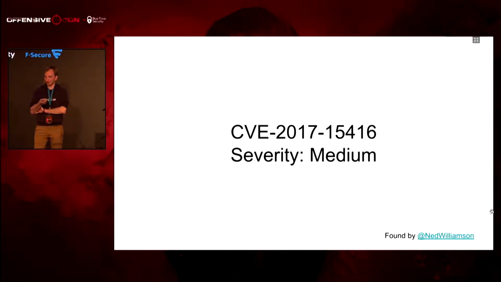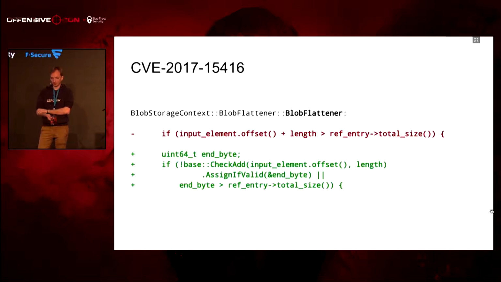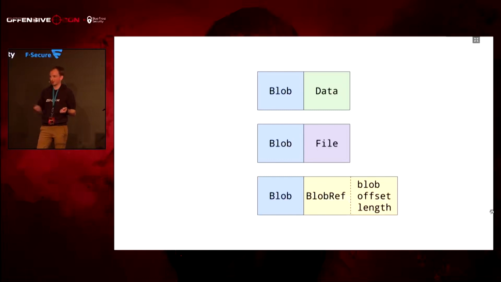There was this nice bug from Ned Williamson in the browser process which was rated as medium back then. And I thought this would be a cool example to try it out. It's in the blobs. If you're not aware what blobs are, it's a web API that allows you to store data. It stands for binary large objects. If you look at this code, this is the patch. You will quickly see this is just an integer overflow, right? This is a very simple bug. Let's exploit this quickly because it's super easy. Blobs come in three types. They are either backed by data, by a file, or the third one can be a reference to another blob.